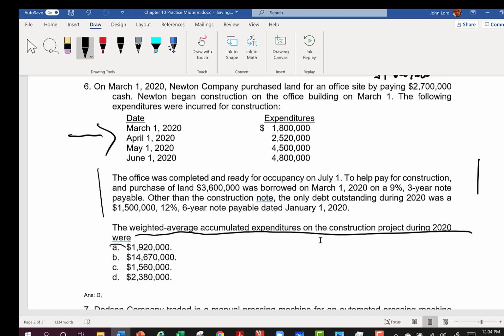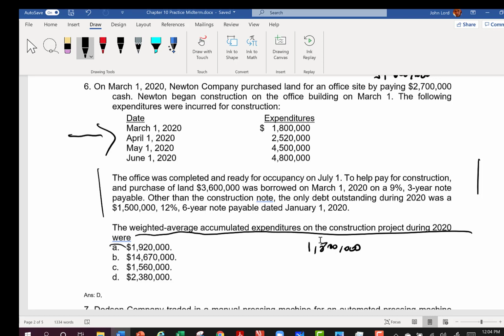So what happens? We look at this, and they spent $1,800,000, and they spent it on March 1st. So that money was outstanding for 4 months. And you look at it, you say, well, wait a minute, why is that not 9 months? It's 4 months because the construction stopped. Remember, you only look at your weighted average of accumulated expenditure. You only capitalize interest for periods that the construction is going on.